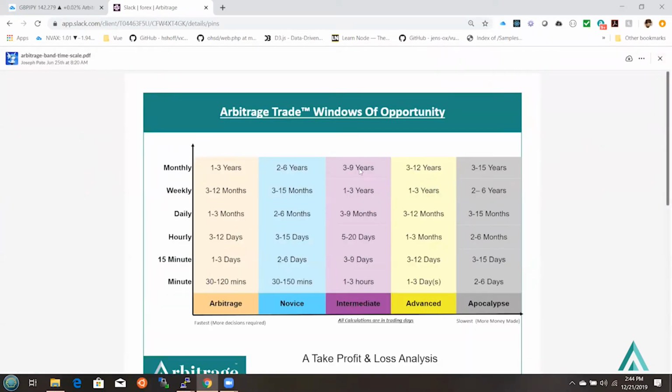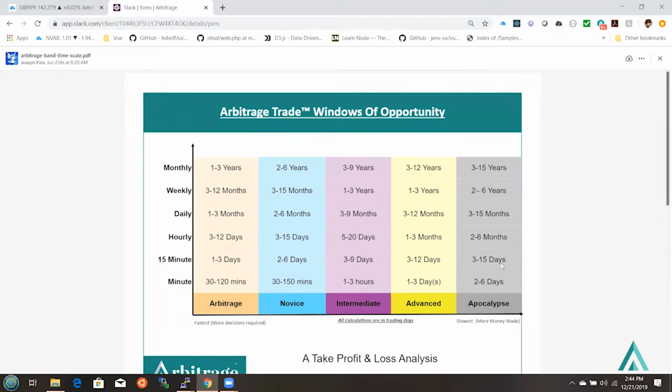At the bottom of this chart, this is our windows of opportunity. Each band has a window of opportunity for the time frame that you're going to be playing in. So if I'm playing on the arbitrage band and I'm using the 1-minute chart, this is a 30-minute to a 2-hour trade. If I'm using the arbitrage band on the 15-minute chart, it can be anywhere from 1 day to a 3-day trade.